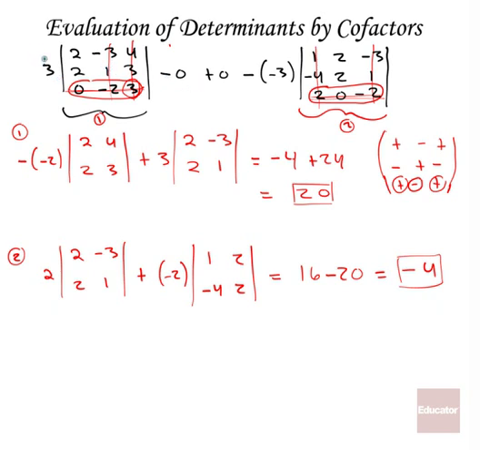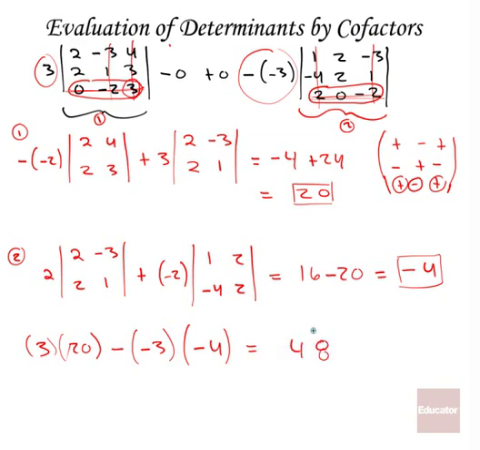Notice I haven't taken care of the 3 and the minus 3, so now I'm going to do that. So I have, my final answer is 3 times the 20. Okay? Now it's minus 3 times minus 4. And when you do all of that, you end up with 48.